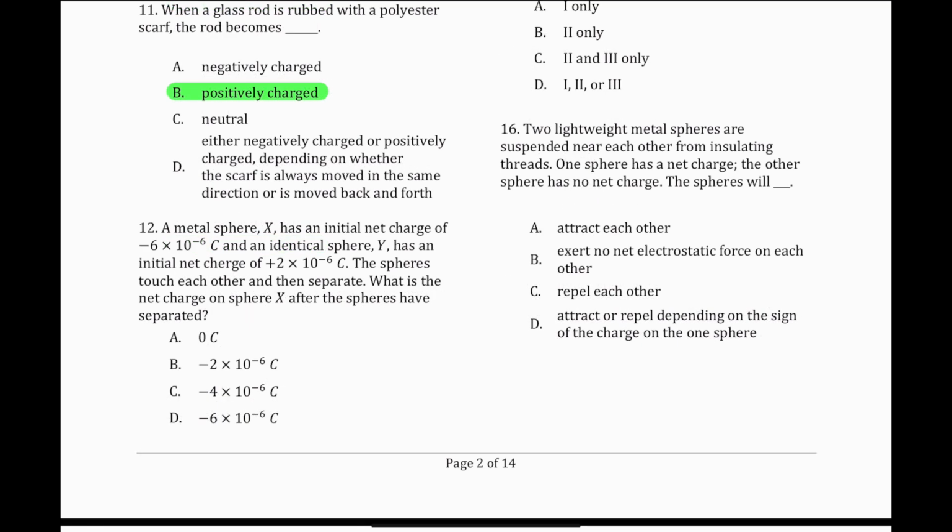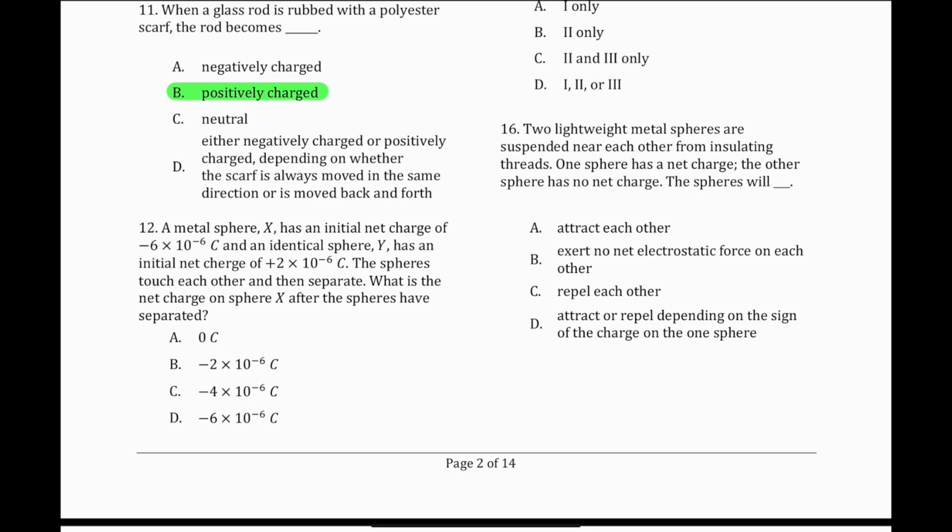12. A metal sphere X has an initial net charge of negative 6 times 10 to the power of negative 6 coulomb, and an identical sphere Y has an initial net charge of positive 2 times 10 to the power of negative 6 coulombs. The spheres touch each other and then separate. What is the net charge on sphere X after the spheres have separated?